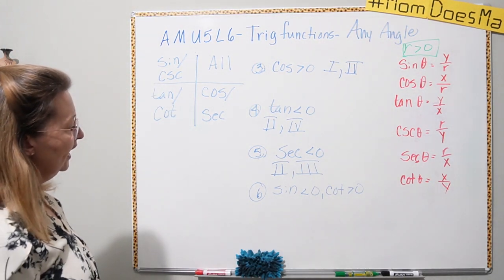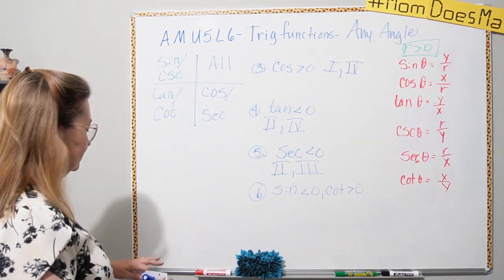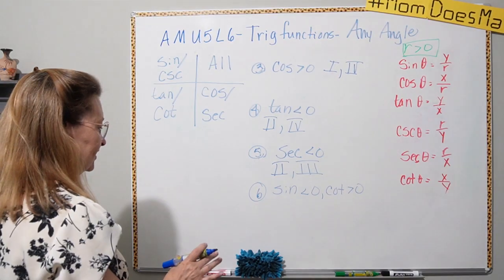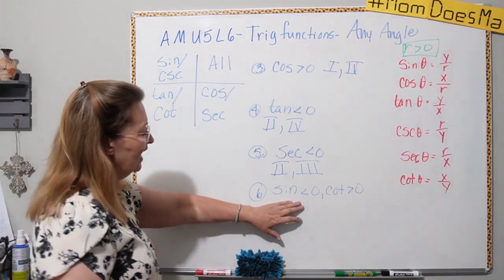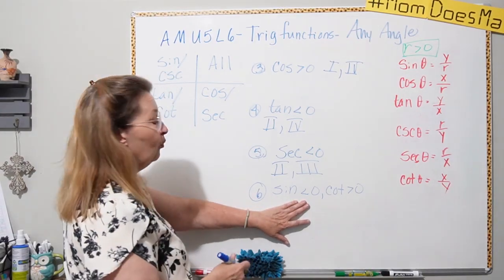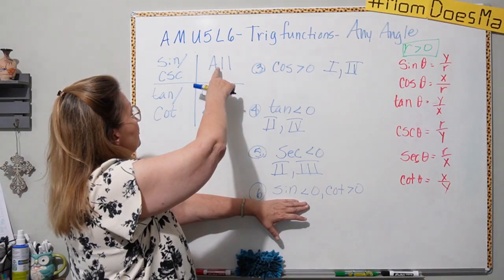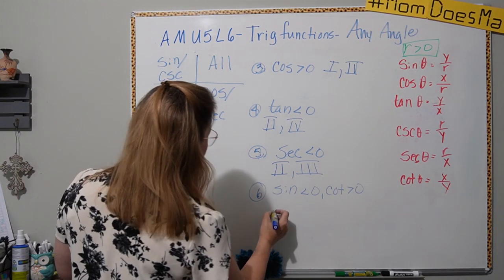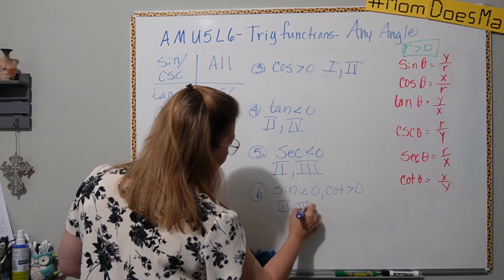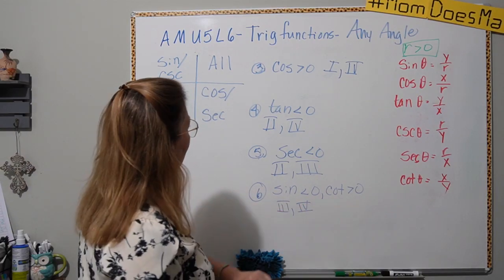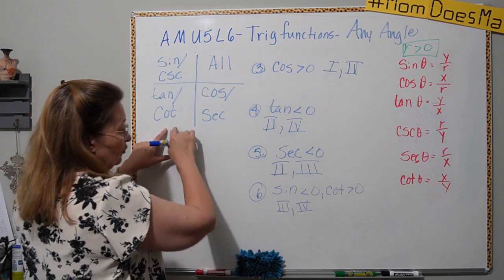Okay, now here we've got a combination. So we want to find out where could sine be negative and cotangent be positive. So let's do them one at a time and then we'll combine it. So where all is sine negative? Well, where it's not positive. So where is it positive? It's positive in quadrants 1 and 2, so it's going to be negative in quadrants 3 and 4. All right, now where is cotangent positive? Well, it's positive in 1 and 3.